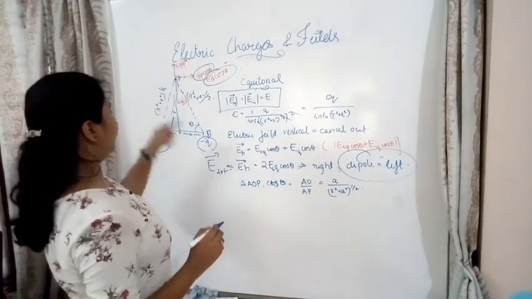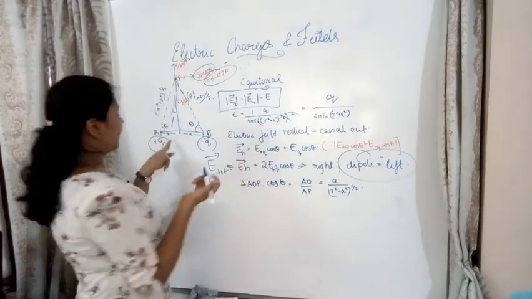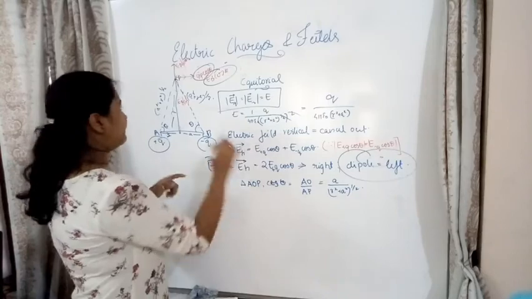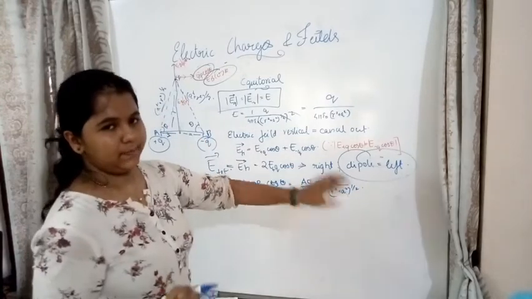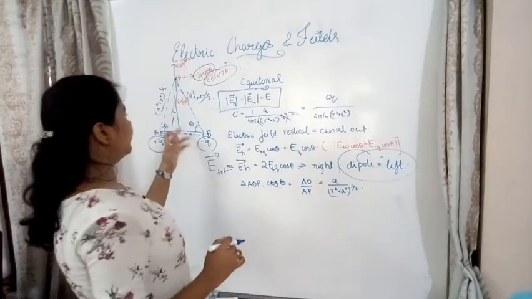AO divided by AP. So AO by AP. What is our AO? AO is A and AP is this. Okay, so we have written that now. Now we have to similarly find it for this one also.